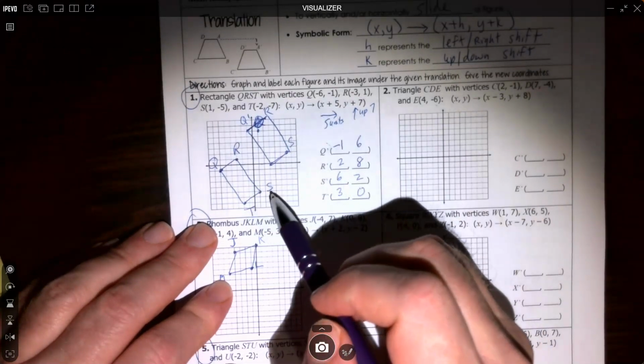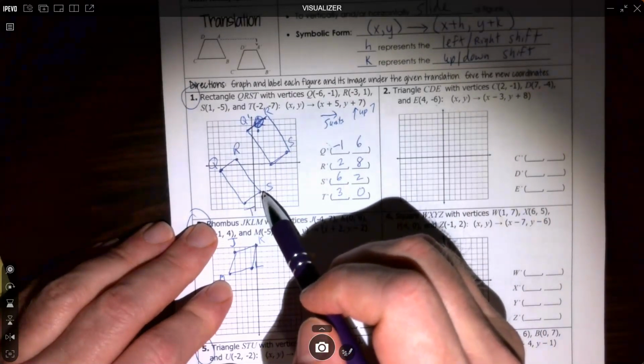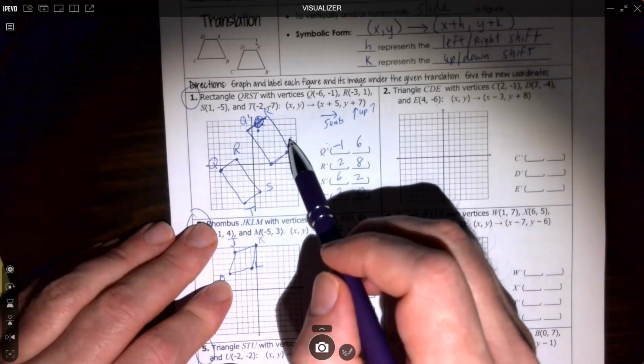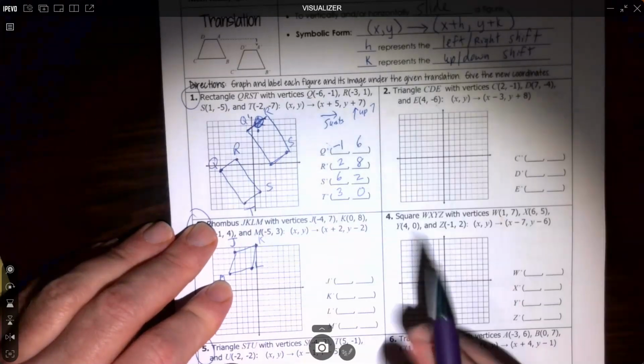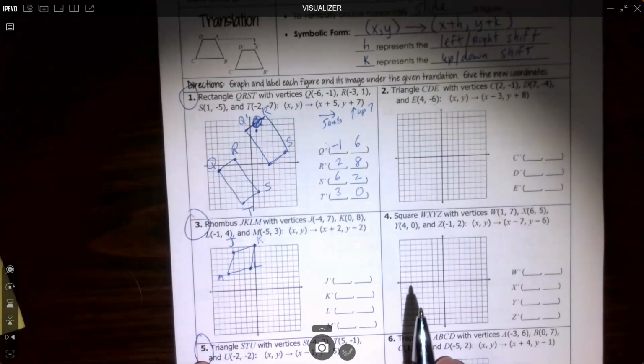Okay, so I've slid, and again, if you're given the picture and need to find the rule, which we'll do in a minute, you just have to figure out how far I had to take S to get it all the way over to this S. And that's how you can do the ones we'll get to. All right, so here's a rhombus.